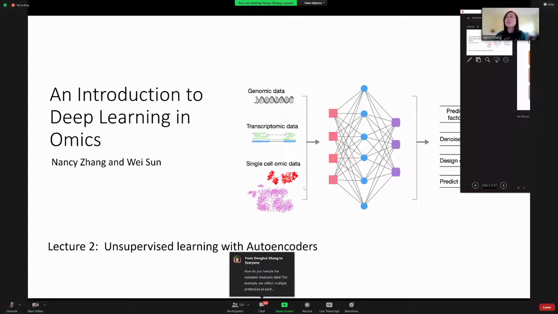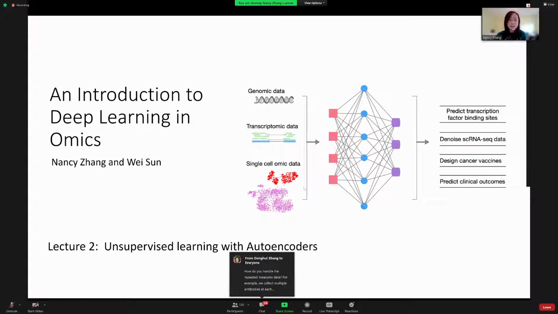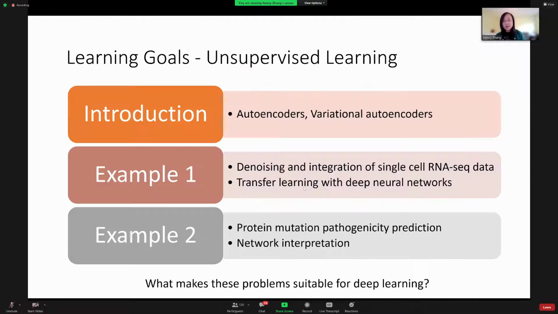Okay, so I'm going to start on the next module for this course. For most of the rest of this lecture, we're going to be talking about unsupervised learning, mostly with autoencoders and variational autoencoders. So here are the learning goals. I'm going to start with more details on how the autoencoder works and introduce the variational autoencoder, which is a very useful variation of this tool.